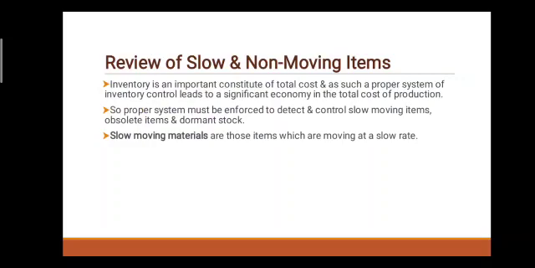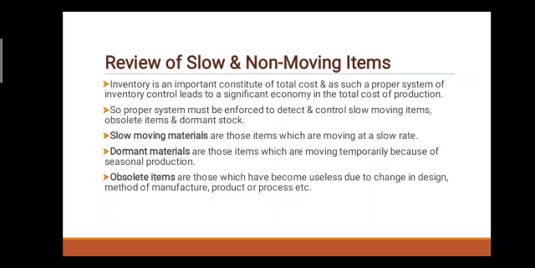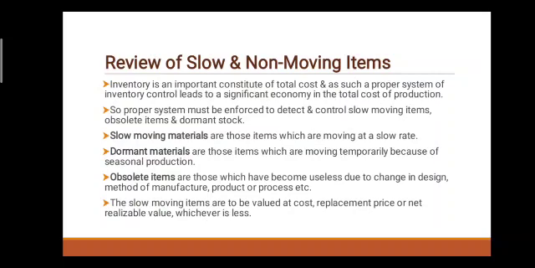In that, first, slow moving materials are those items which are moving at a slow rate. Second, dormant materials are those items which are not moving temporarily because of seasonal production. Third, obsolete items are those which have become useless due to change in design, method of manufacture, product or process, etc. The slow moving items are to be valued at cost, replacement price or net realizable value, whichever is less.